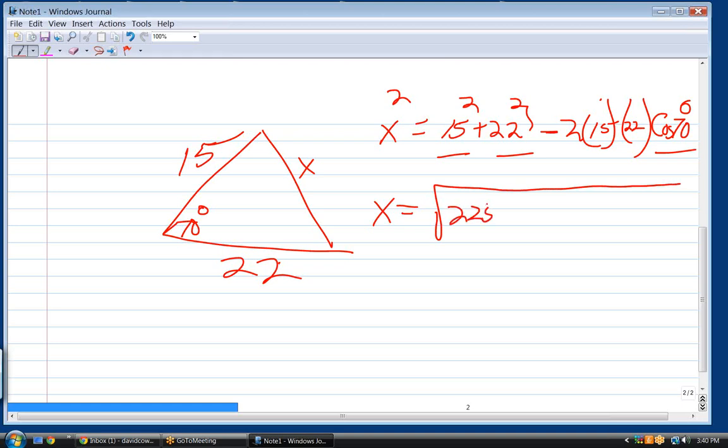That's 225. What's 22 squared? It is 484. 30 times 22 is 660. What's the cosine of 70 degrees? It's 0.3420200143. Now let's come up with x. In other words, add those two, subtract that, and then take the square root of it.